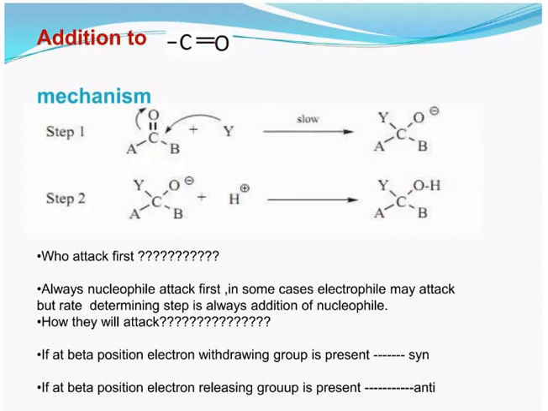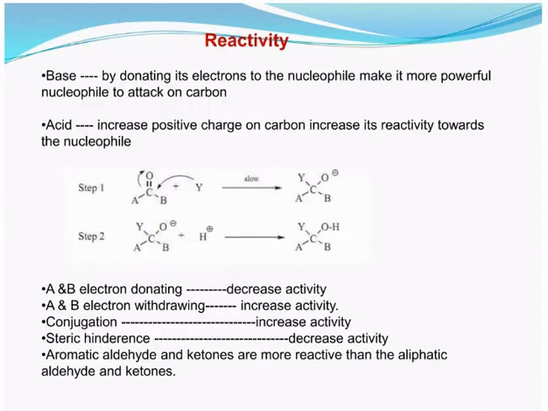Now addition to carbon-oxygen double bonds. You have this. Now you can see the product situations in step 2. Who attacks first? The nucleophile always attacks first. In some cases the electrophile may attack, but the rate determining step is always the addition of the nucleophile. How will they attack? If an electron withdrawing group is present at the beta position, seen. If an electron releasing group is present at the beta position, NT.